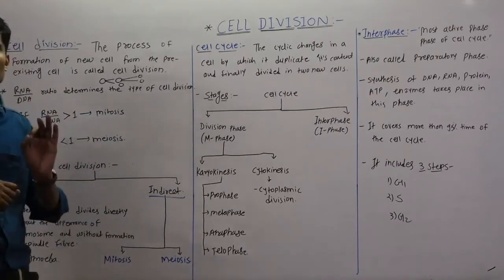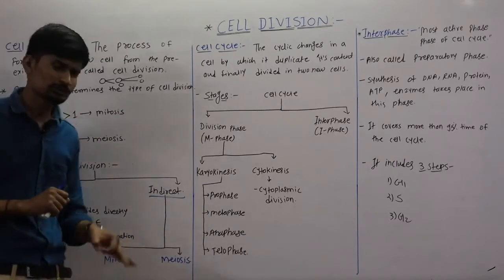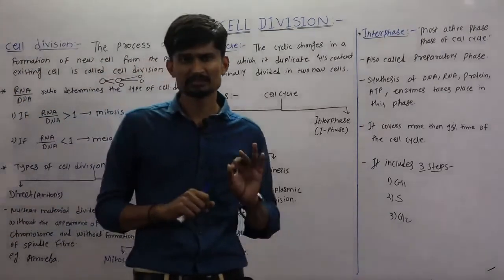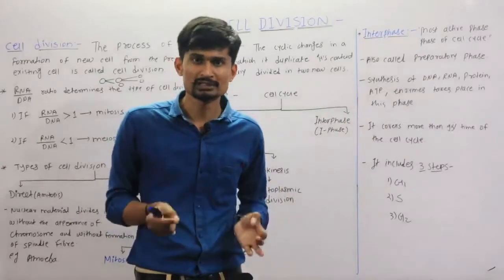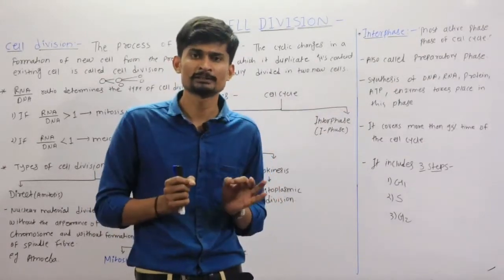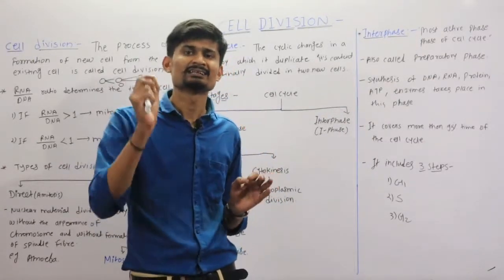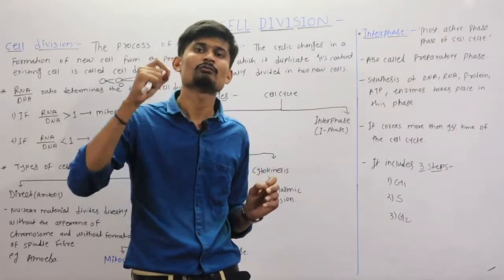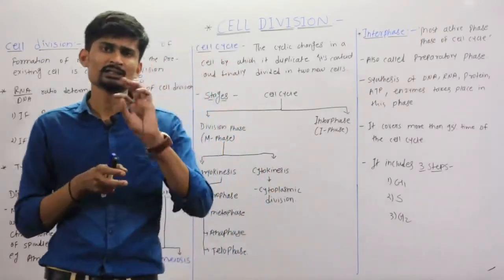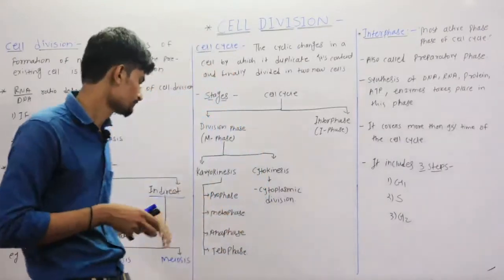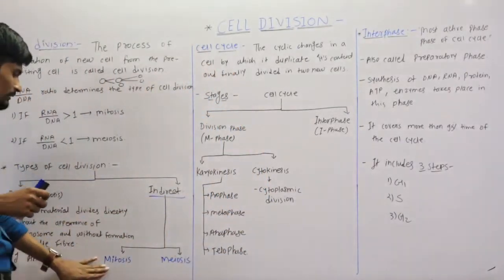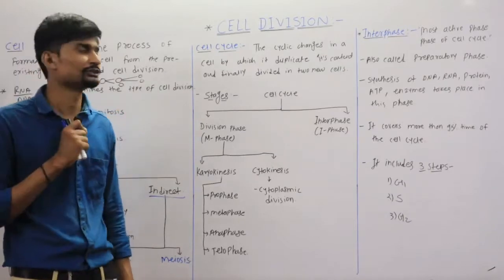Mitosis occurs in body cells, and meiosis occurs in gamete producing cells, during spermatogenesis, that is sperm formation, and during oogenesis in the female, that is ovum formation. These are the gametes. Sperm is the male gamete and ovum is the female gamete. So we will focus mainly on mitosis and meiosis.